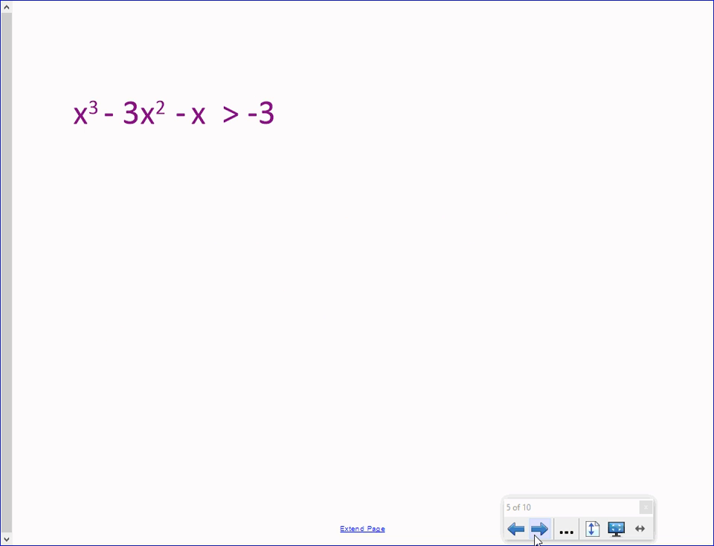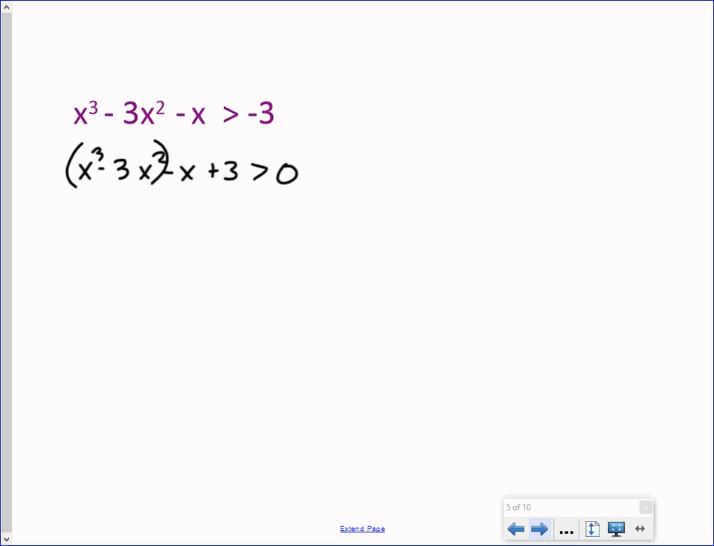Our example is x cubed minus 3x squared minus x is greater than -3. So step 1, you tell me, add 3 to the other side. X cubed minus 3x squared minus x plus 3 greater than 0. You should not start solving for your key numbers until one side is equal to 0. Since this is a polynomial, we should be able to find our x-intercepts by factoring. It's got 4 terms, so we're going to use factor by grouping.